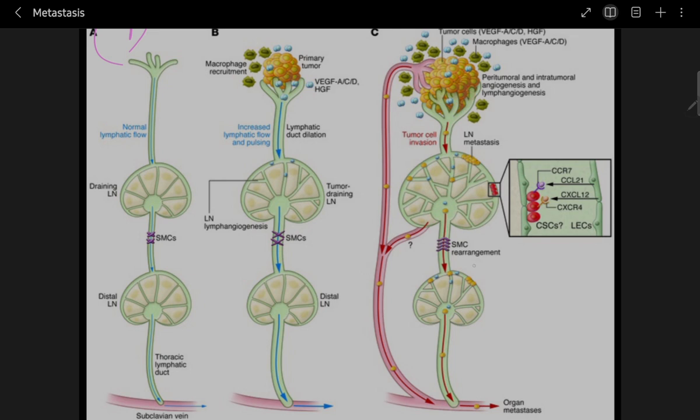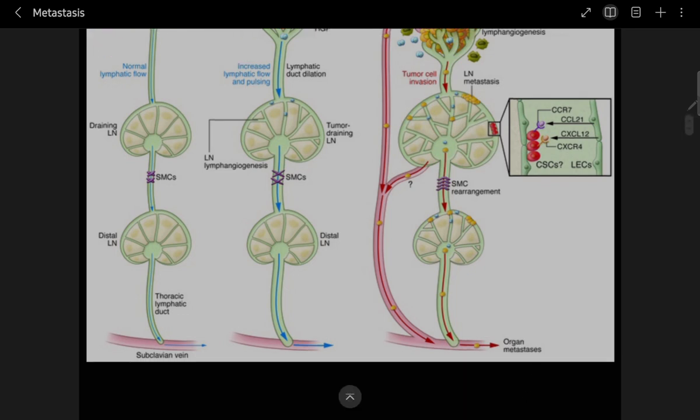So in figure C, we are seeing that as the tumor size progresses, the SMC rearrangement is happening, and the vessel is getting dilated, right? And it will lead to more and more spread of the tumor cells to other areas of the body, and thus organ metastasis happens. Here you can see it's written organ metastasis is happening, right?